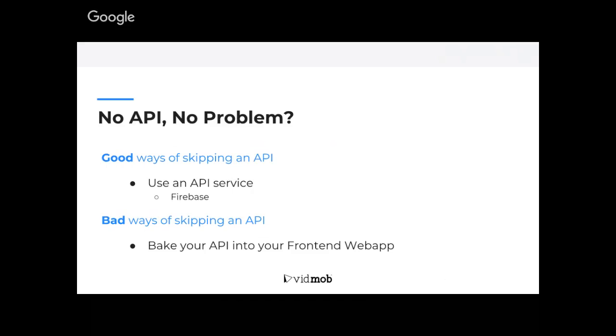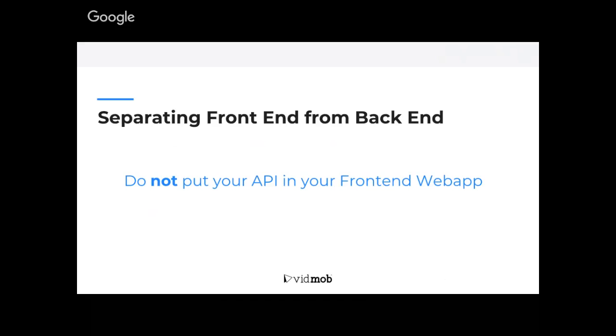There are good ways of skipping an API if it's not really that important to what you're doing. You just need to maybe get a mobile app up quickly, prototype maybe. There you can use API services that let you store some data and interact with some databases in a high-level way. Firebase is a great service to do that with. Some bad ways of skipping an API, I would say, are baking your API into your front-end web app. That can be really easy to do, but I would highly discourage it. Do not put your API into your front-end web app.